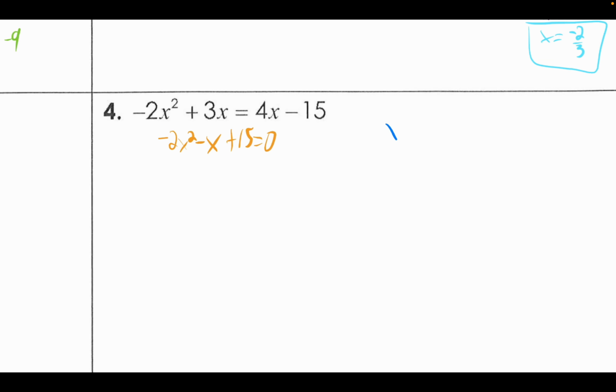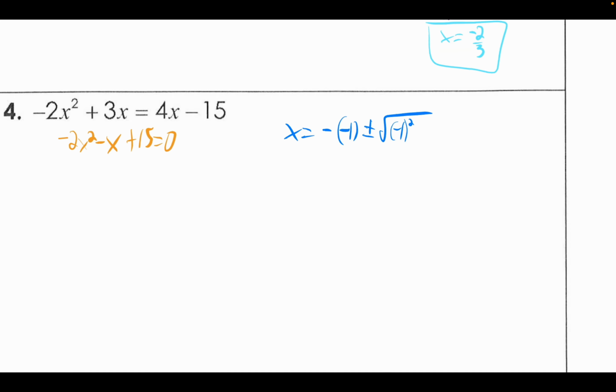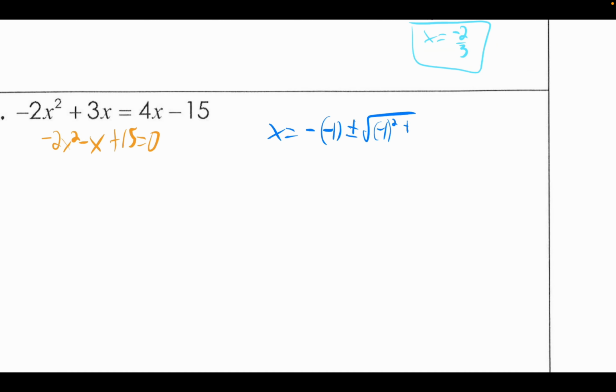So I plug this into my quadratic formula, and I get x equals negative of negative 1. Yes, 2 negatives there, 1 from the b and 1 from the formula. And the 1 from the b goes inside the parentheses, the 1 from the formula goes outside the parentheses. Plus or minus the square root of negative 1 quantity squared. Once again, inside the parentheses is a negative 1. Not plus or minus, but rather just minus 4 times negative 2 times 15, all over 2 times negative 2.